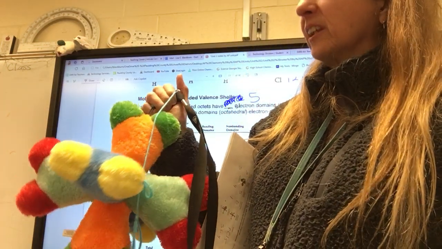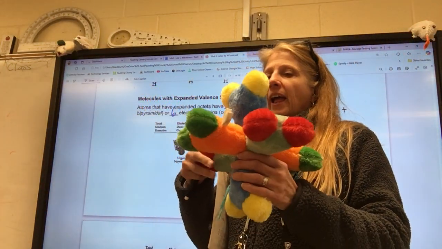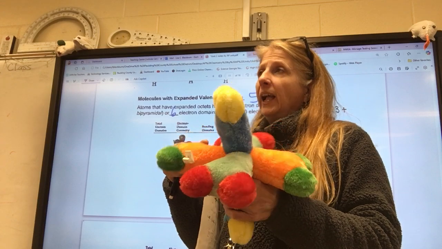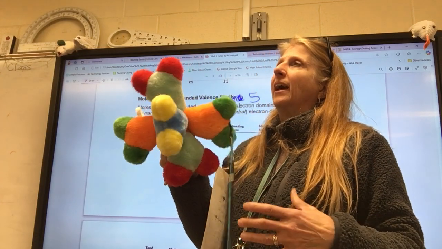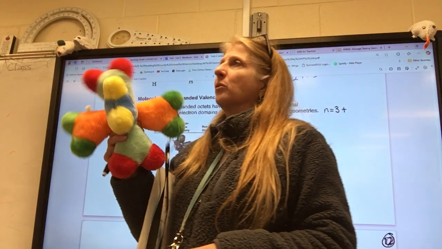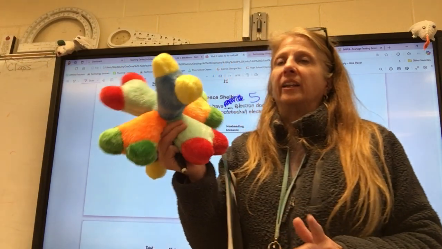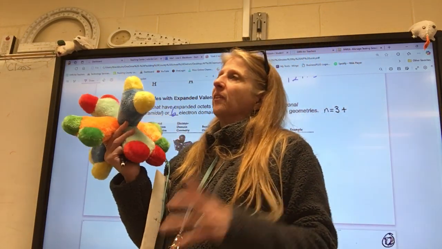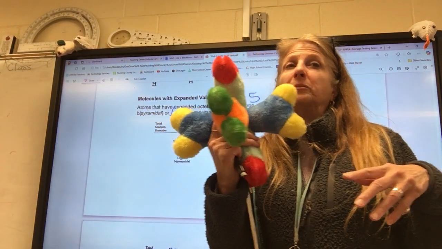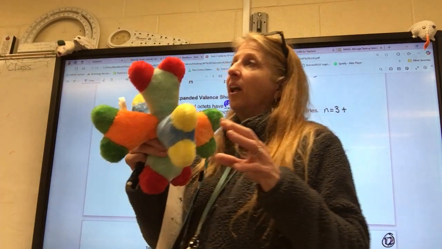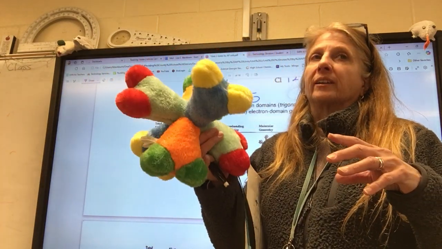So things can actually have more than an octet. And when it's a noble gas, they used to say that noble gases were inert, that they never reacted. But now they found that if they put them under pressure in extreme situations, you can get them to react, but usually they have more than an octet.